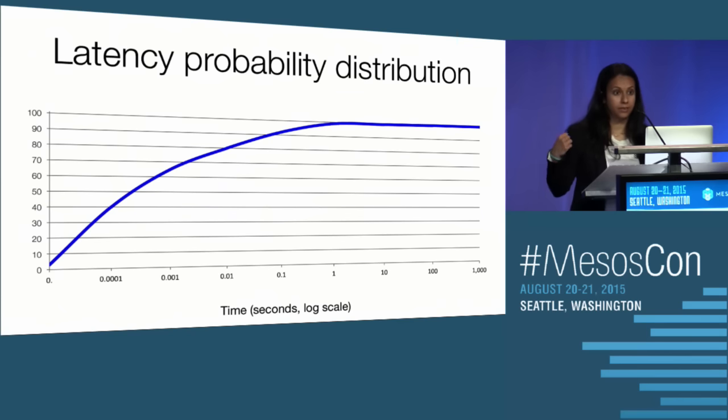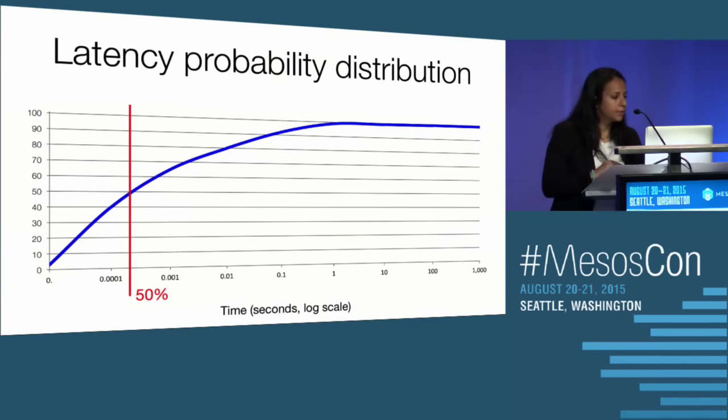And this is a log scale, so it would look even more warped if it wasn't a log scale, ranging from 0 to 1,000 seconds. And on the y-axis, I have percentages. And a point here means that at that point in time, that many percentages of requests completed in that amount of time or less. So let's take a look at the 50% mark.